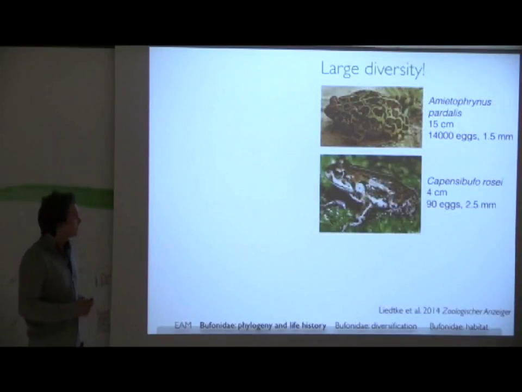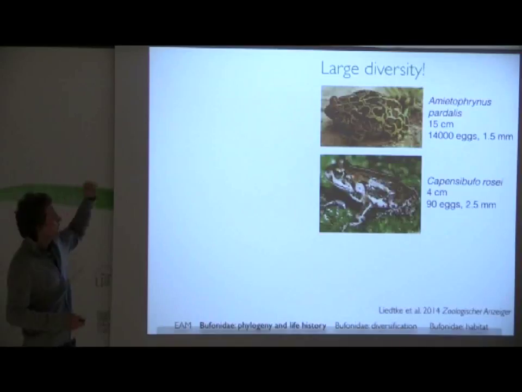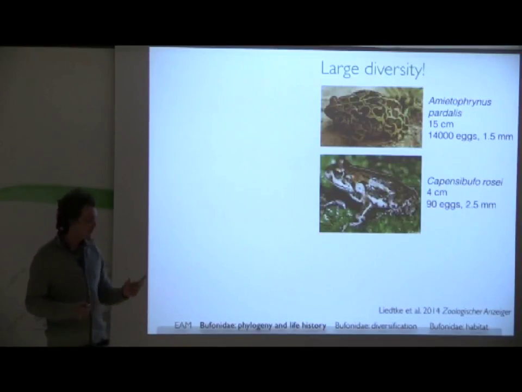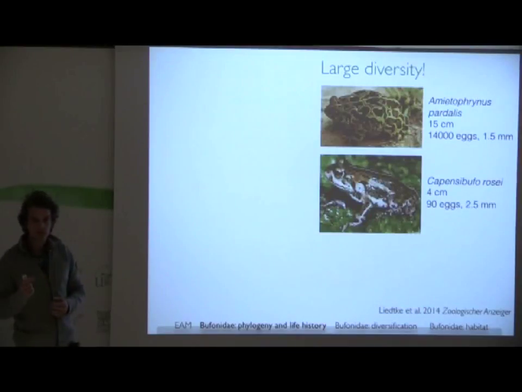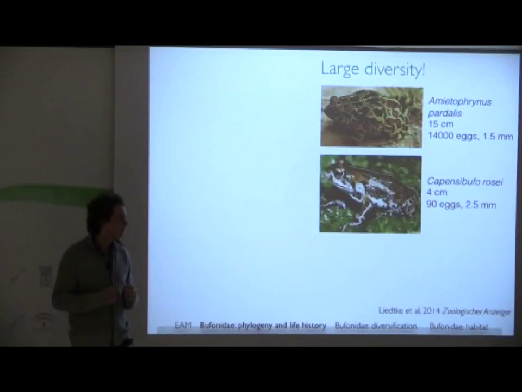So what you see is, despite their standard Bufo origin, African toads are extremely diverse. So yes, you have these big toads, 15 centimeters is quite large for an amphibian, 15,000 eggs, but then on the other end of the spectrum, you have these tiny little things that lay barely 90 eggs, but compared to their body size, these are absolutely enormous.